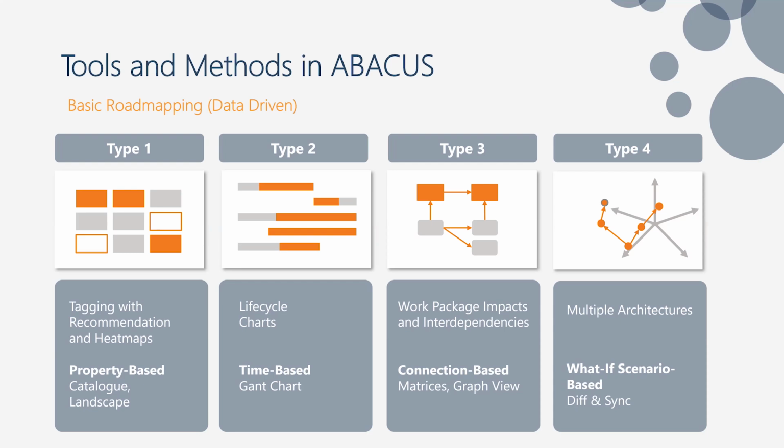So type 1 in here is tagging with recommendations. This is really where we start thinking of properties or attributes in Abacus. Type 2 incorporates more of the when, so life cycle dates.